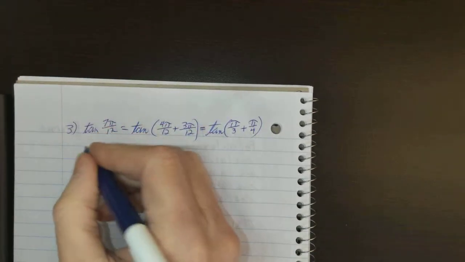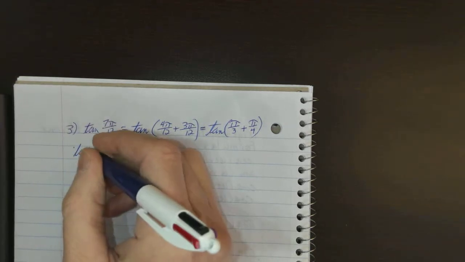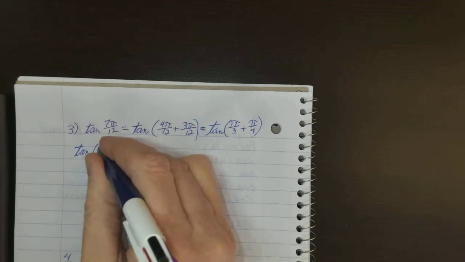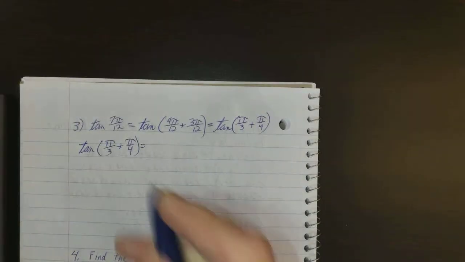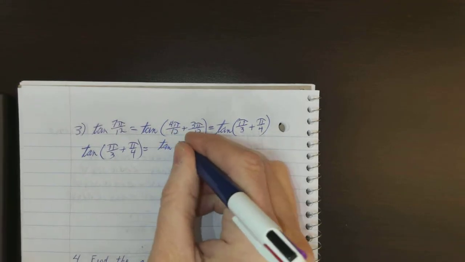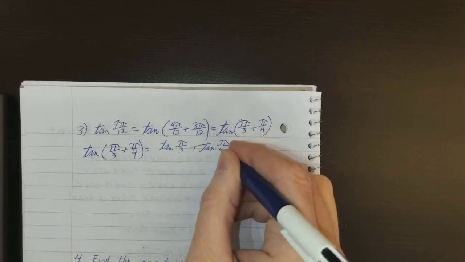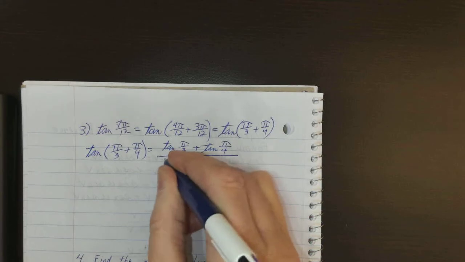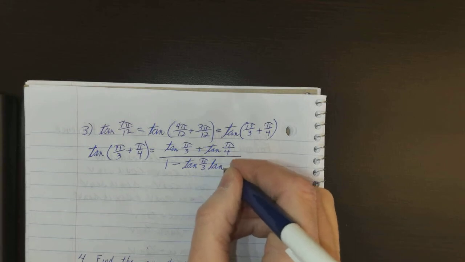Now, the identity we're going to use, the tangent of pi over 3 plus pi over 4 equals, let me just take a quick peek at it. Tan u plus tan v over 1 minus. Okay. So it's the tangent of pi over 3 plus tangent of pi over 4 over 1 minus the tangent of pi over 3 times the tangent of pi over 4.